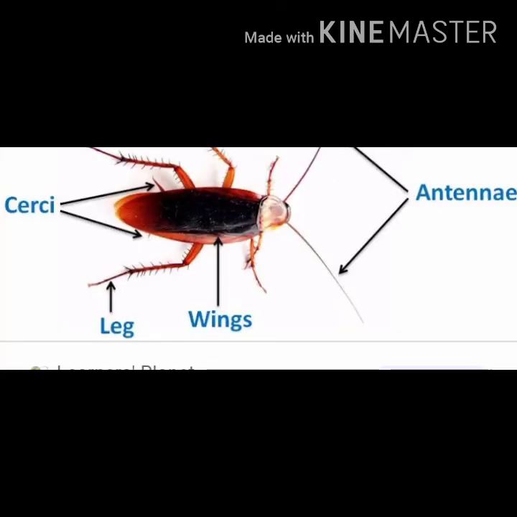Another creature is the cockroach. Cockroaches are present everywhere in our house. What are they doing, how are they moving?